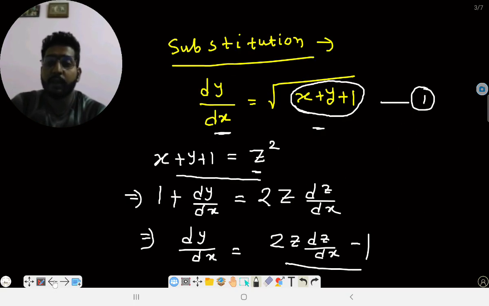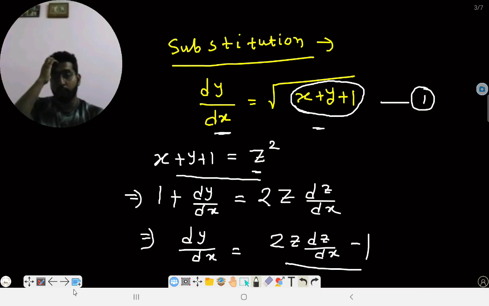So this is type 2, that is substitution. The first one was separation and the next one is substitution. In substitution you have to substitute one thing. So here I am substituting x plus y plus 1 equals z square. Why do you have to use the substitution? Because it is impossible here to solve these equations, it is impossible to separate.